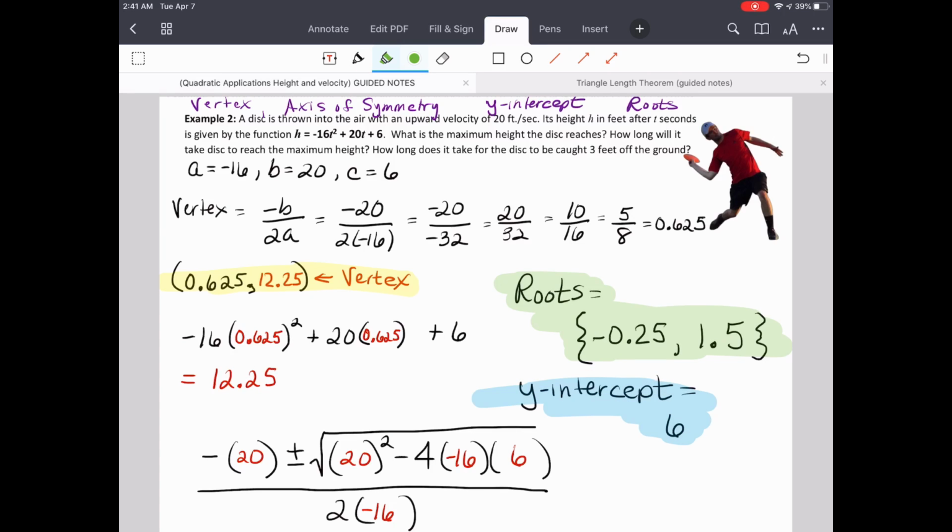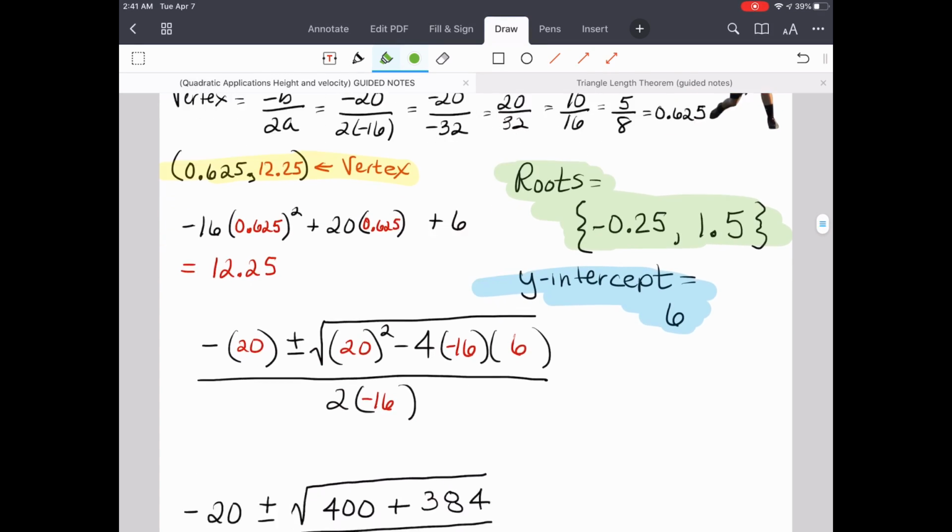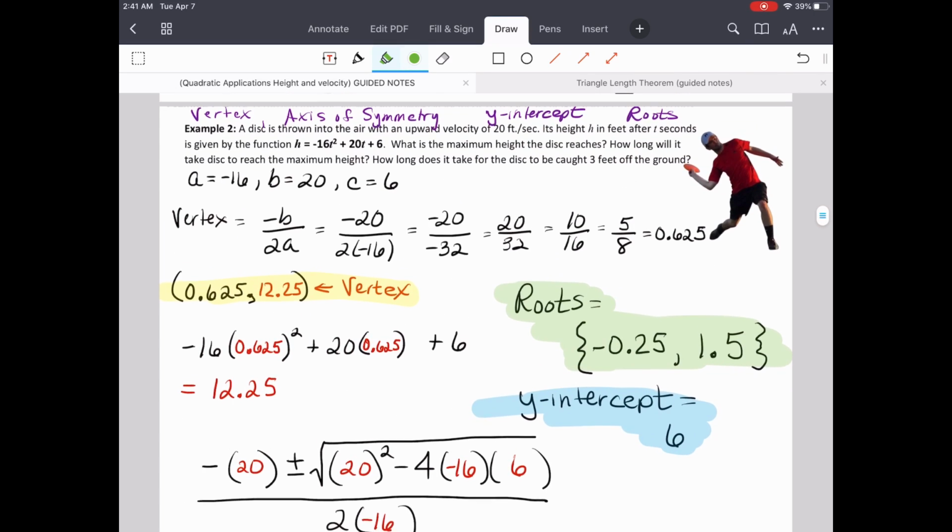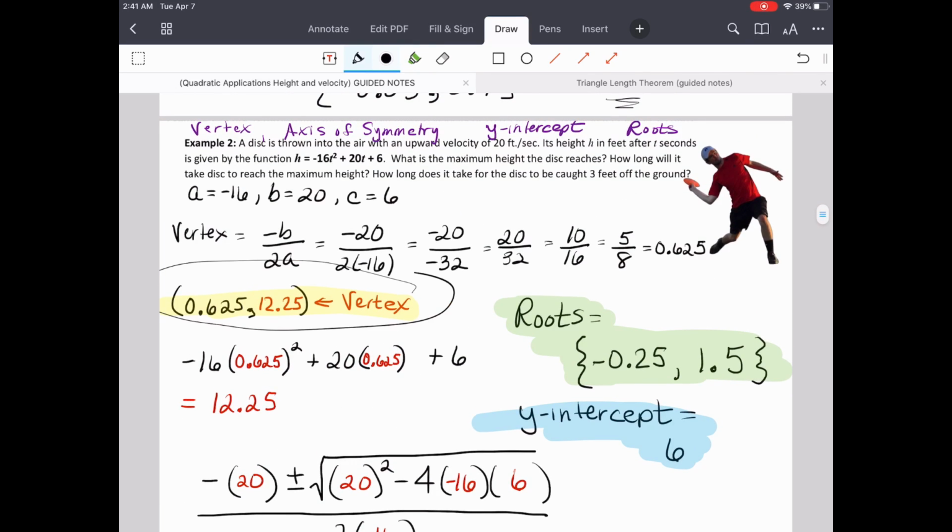Okay, now let me stop here and just make sure we're all on the same page. I figured out the vertex. The vertex was basically 0.6, if I want to round that, 0.63, I guess, and then 12 1/4. That's our vertex. Also, that's our axis of symmetry right there, AOS. Our roots are -1/4 and 1.5, and our y-intercept is 6.